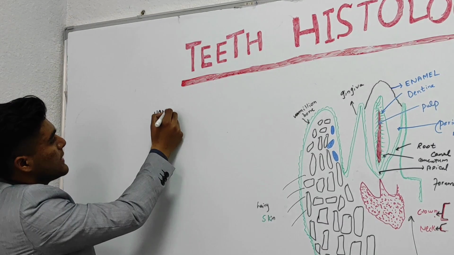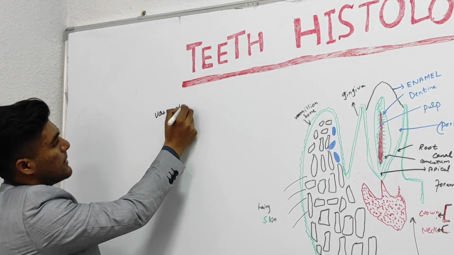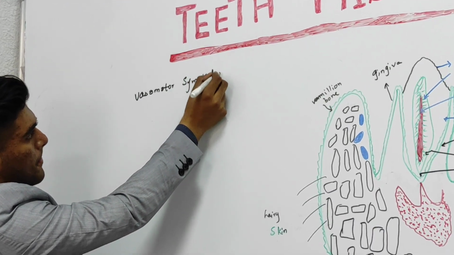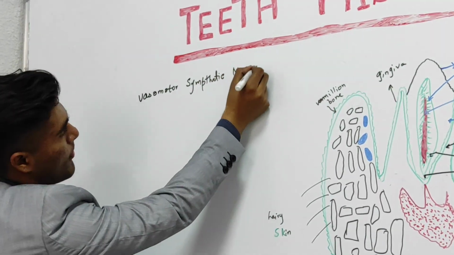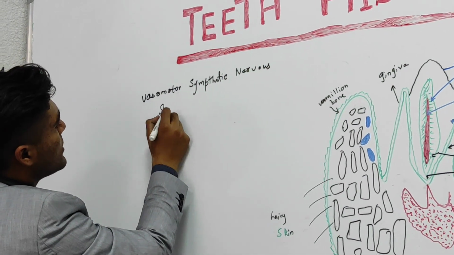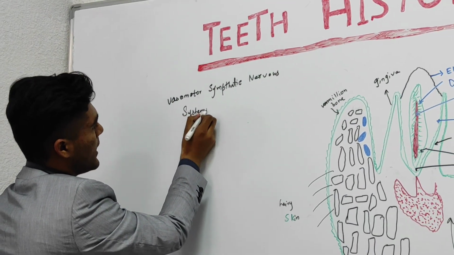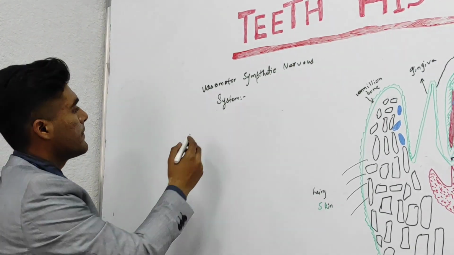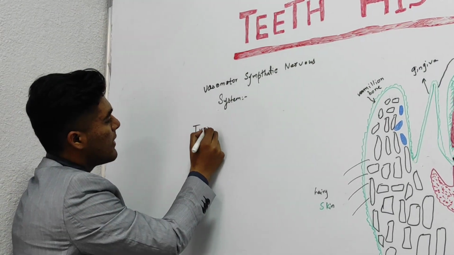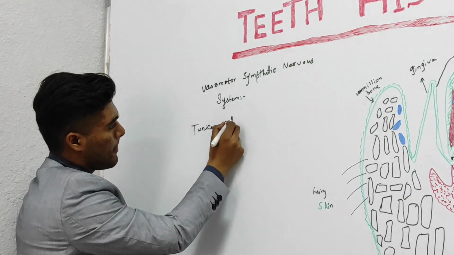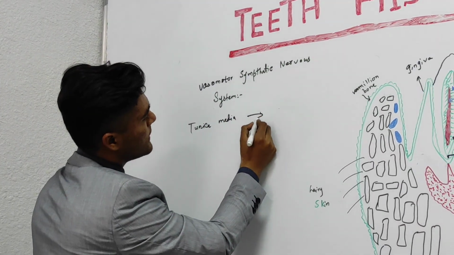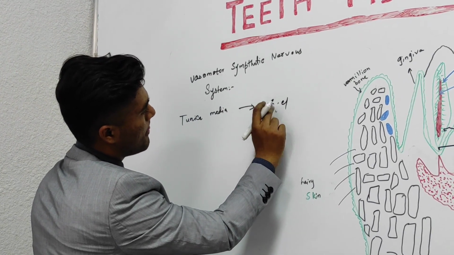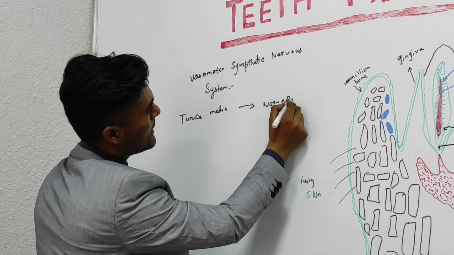Now, we are going to discuss the vasomotor sympathetic nervous system. It is basically located in the tunica media of our arteries and secretes a hormone such as norepinephrine.